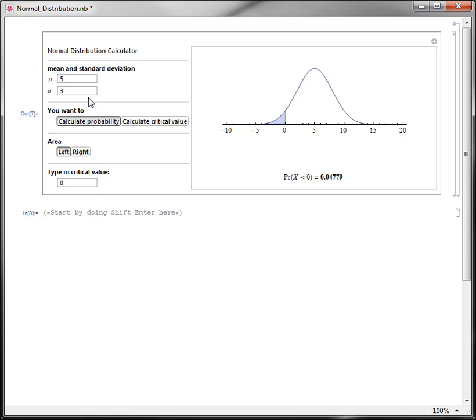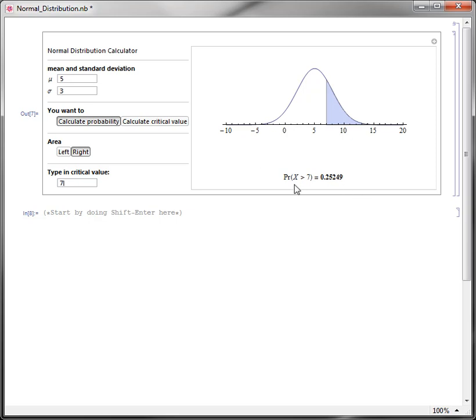Now let's say I want to compute the probability that a random quantity that's normally distributed with mean 5 and standard deviation 3 is, say, greater than 7. I'm going to type in a critical value of 7. The shading here tells me that it's calculating for me the probability that this quantity is less than 7. So I'm going to change the area button here to right to change the calculation to the probability that it's greater than or equal to 7. So that's represented right here with these symbols.